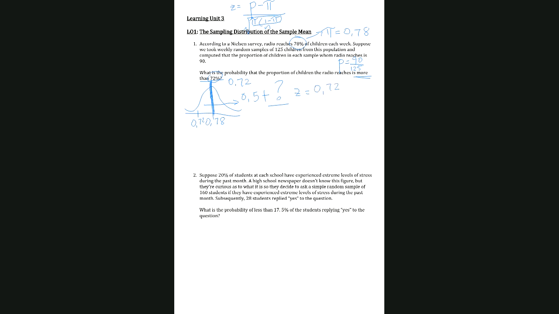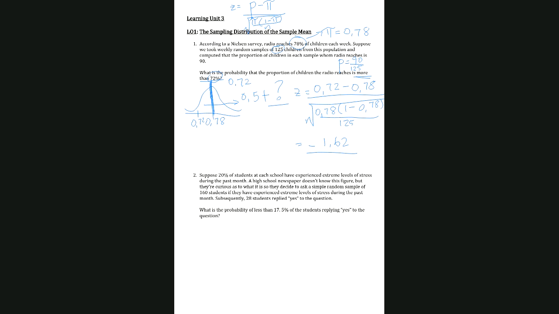So 0.72 minus pi, which is 0.78, and then it's over the root of 0.78 multiplied by 1 minus 0.78, and then this is over n, which we said was your sample size of 125. So that gives us a Z value of negative 1.62, and you will leave these as 2 decimal places simply because your table also would have only up until 2 decimal places. So negative 1.62 is your answer.